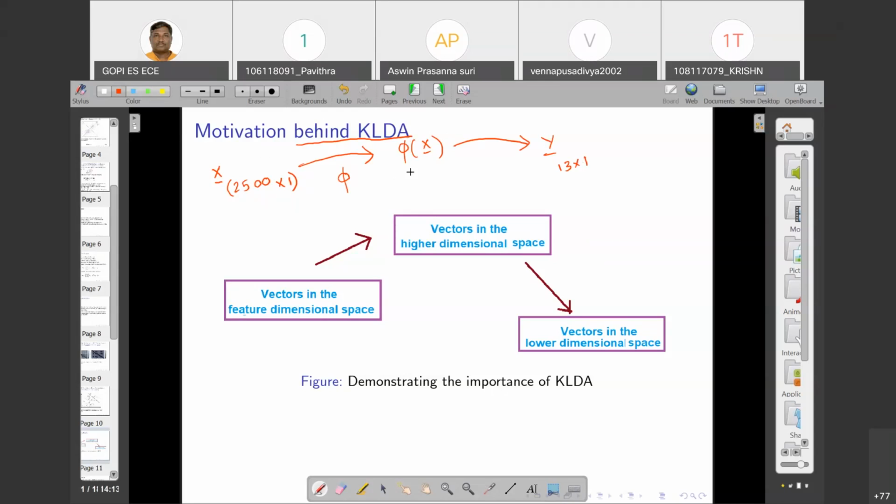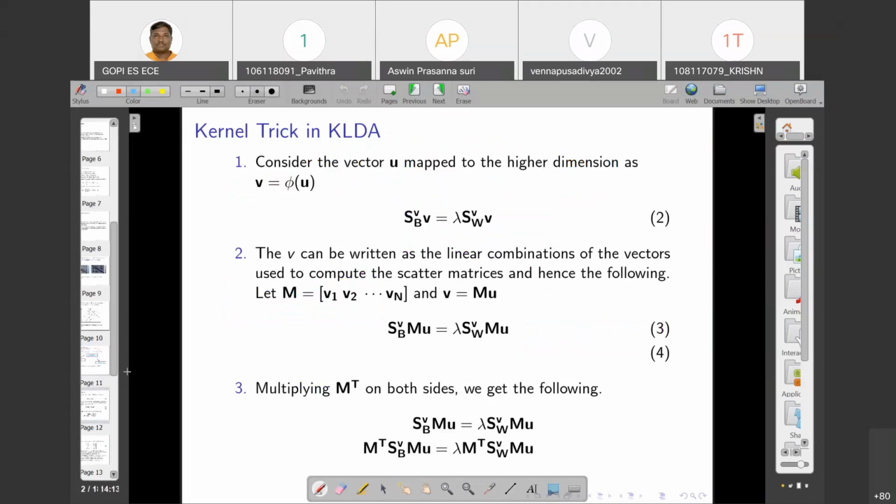We can make this happen without really mapping to the higher dimension, without this function phi. That is what we say is a kernel. Without really mapping to the higher dimension, but as if we do it there, we actually perform this KLDA in the higher dimension space. So I'll just show you that. The actual KLDA we are going to discuss now, the kernel trick. All right, this is the important slide, kernel trick in KLDA.